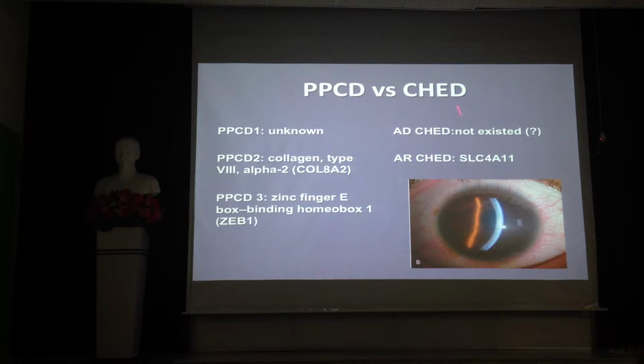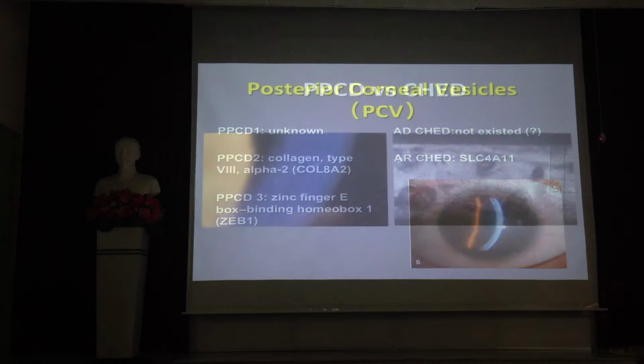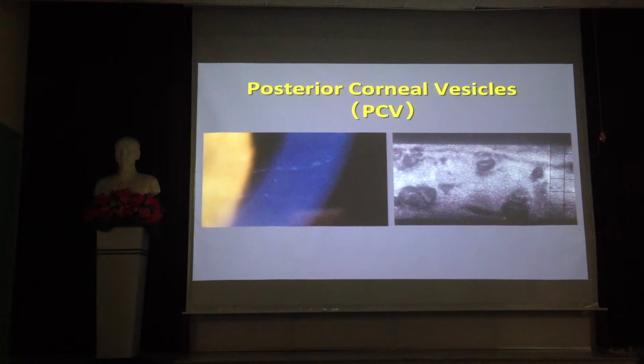And CHED, SLC4A11. So these genes are linked with an early onset of Fuchs endothelial corneal dystrophy or a late onset of corneal endothelial dystrophy. So we thought clinically these are completely different corneal endothelial dystrophies, but genetically they may be a kind of family of corneal endothelial abnormality. So that is the concept of this one.